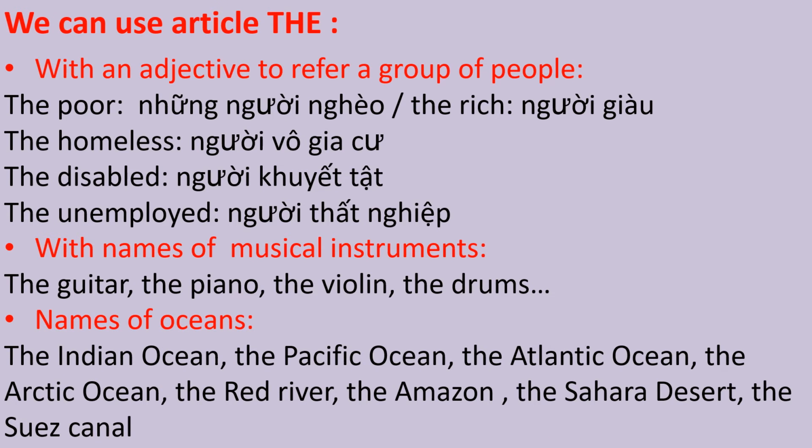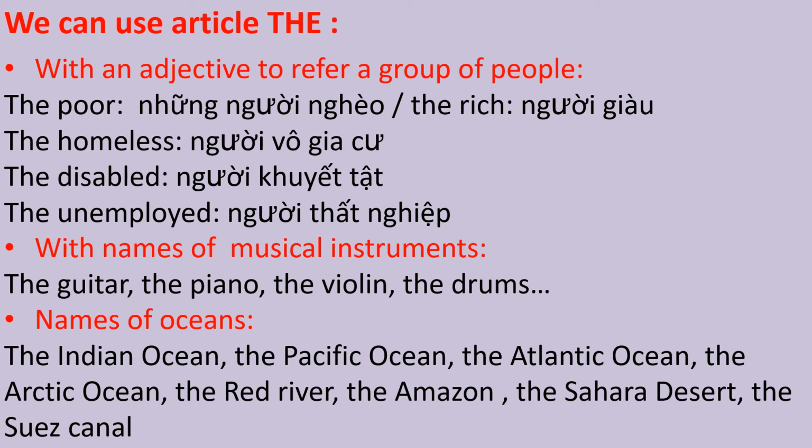We can use the article the with an adjective to refer to a group of people: the poor, the homeless, the disabled, the unemployed. Or we use the article the with names of musical instruments like the guitar, the piano, the violin, or names of oceans: the Indian Ocean, the Pacific Ocean, the Atlantic Ocean, etc.